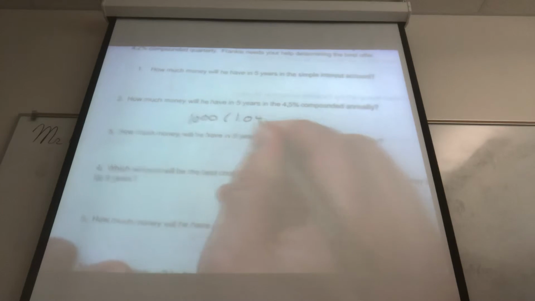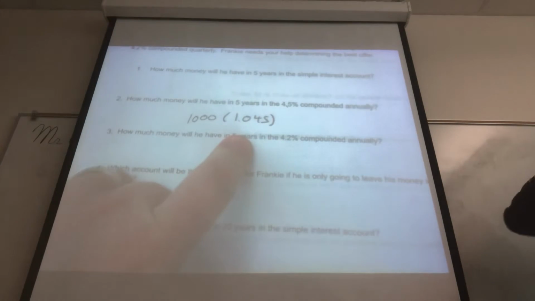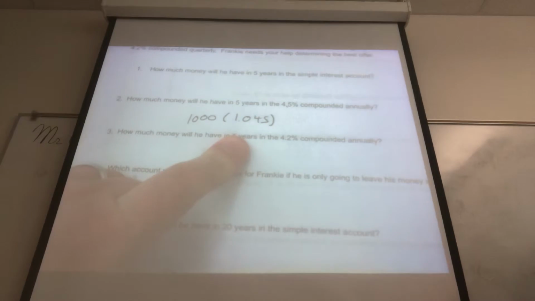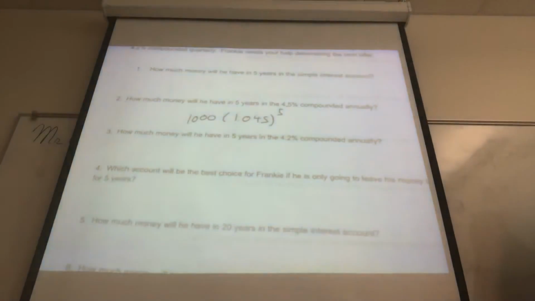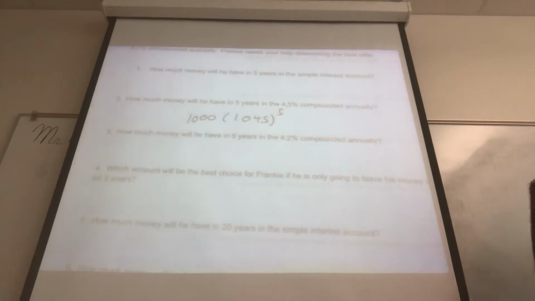So that's $100,000 times my 4.5%, that's 1.045. We have to put the 1 in front of this when we get our rate, and we're going to raise it to the number of years, which would be 5. Okay? You don't need to add back the money when it's compound interest. The 1 takes care of that. All right?